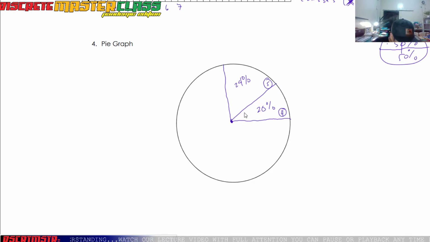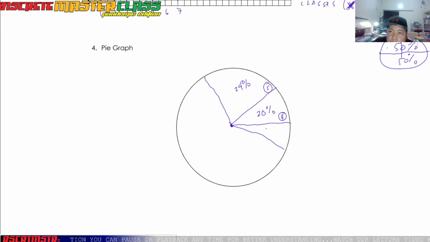Okay? Tapos, 18. Mas maliit ng konti sa 20. Mas maliit lang ng konti. Let's say 18 to. Ay, dapat pala. Ito pala 25, no? At medyo lakihan ko to. Burahin ko to. Okay. Erase ko yun.